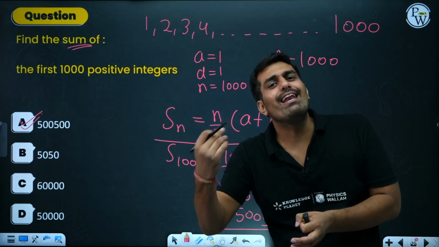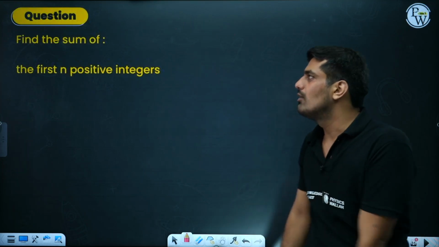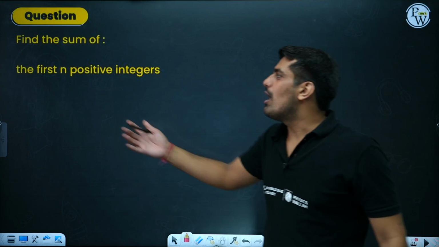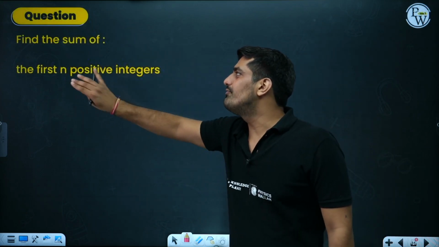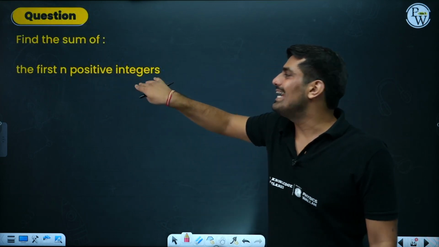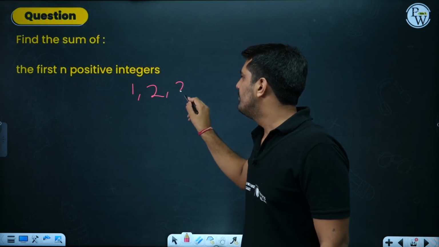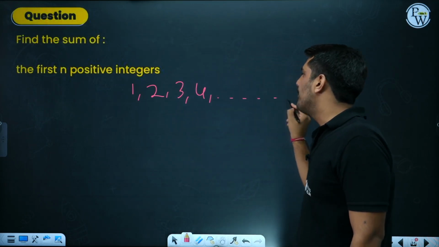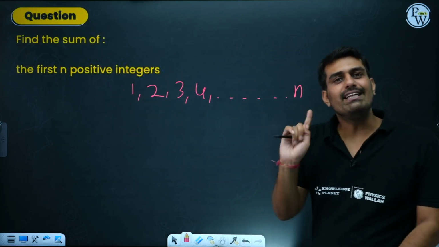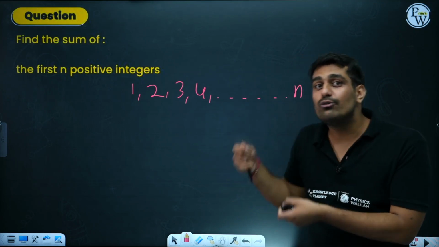So I'll give you the one last question which will be the easiest again, to solve. To be very honest, this is not the last question. Over here, this problem is very simple. Find the sum of first n positive integers. So the AP is 1, 2, 3, 4 and going on up till n. Rather than 1000, this time n. Everything is same. You know the value of a, you know the value of d, you know the value of n.